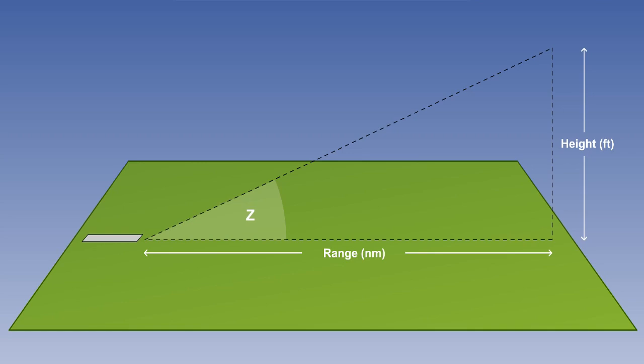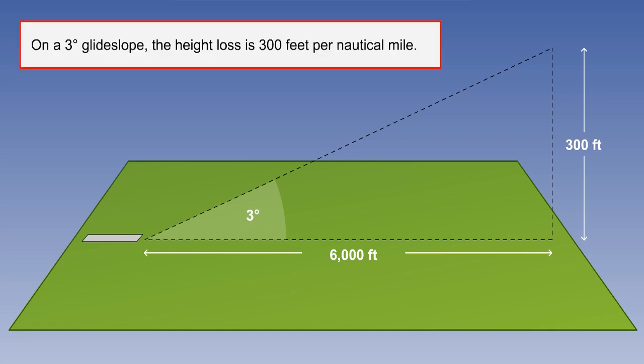For example, if the glide slope angle is 3 degrees, the height will be 3 units. If the range is therefore 6,000 feet, the height will be 300 feet. 6,000 feet is a reasonable approximation of a nautical mile. Therefore, on a 3-degree glide slope, the height loss required will be 300 feet per nautical mile.